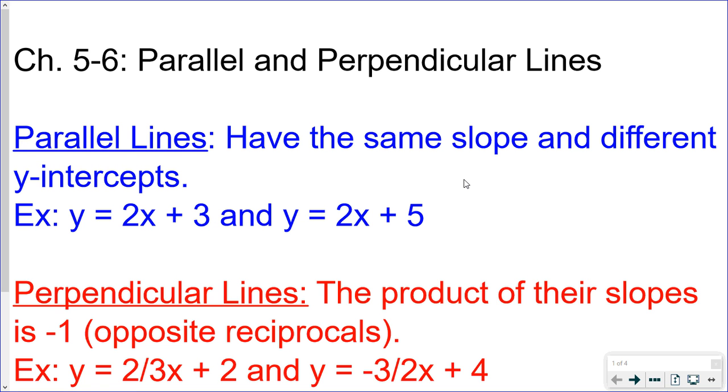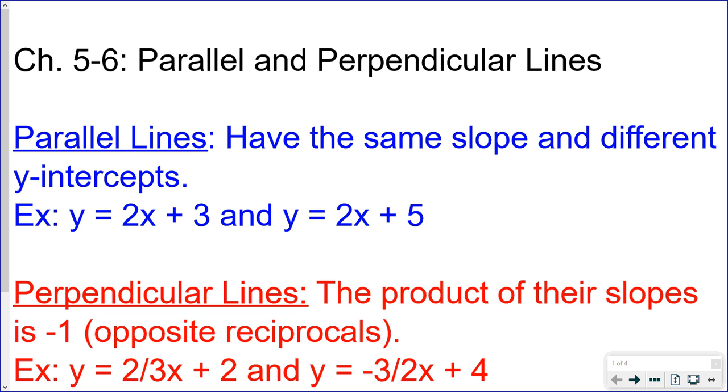All right, so this lesson is on parallel and perpendicular lines. So here are the properties you need to know about parallel and perpendicular lines. For parallel lines, they have the same slope and different y-intercepts.